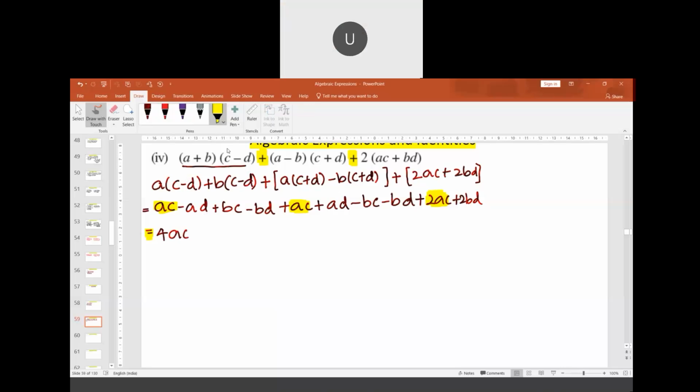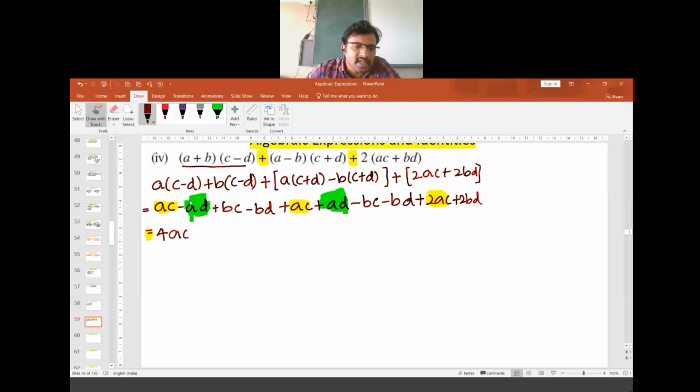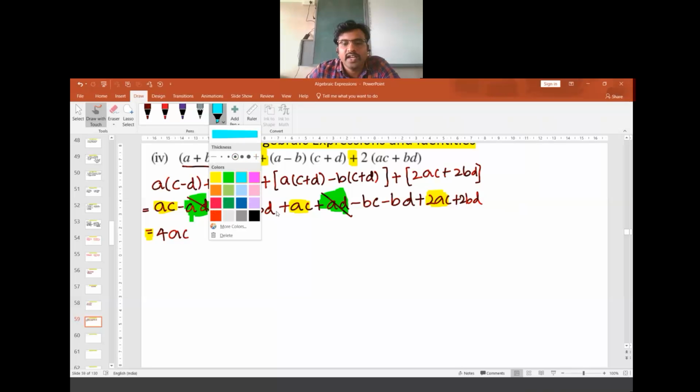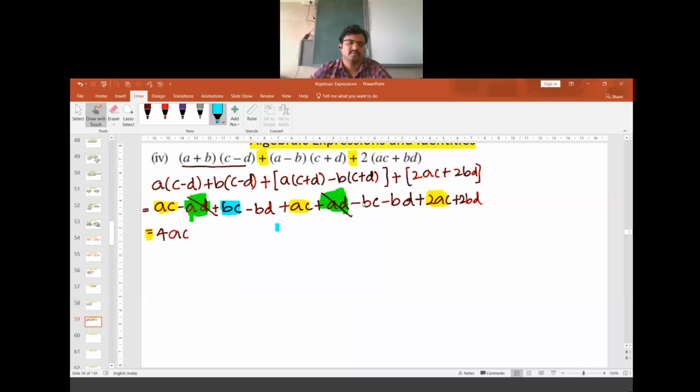Now let us identify the AD term, with another green color. Minus AD plus AD is 0, since one is positive, one negative, I can cancel them. Now let me identify BC. There is BC, minus BC also. That will also get cancelled. 0 we obtain.